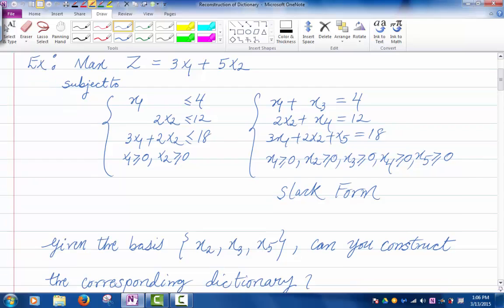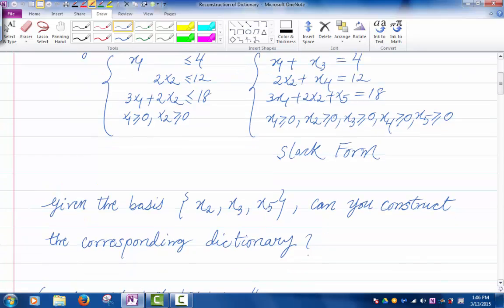Now here's the question that I'm asking. For this example, we looked at all the dictionaries, right? For this problem, we looked at the simplex method. We went from one dictionary to another dictionary and so on. Now I'm trying to ask a different, opposite question.